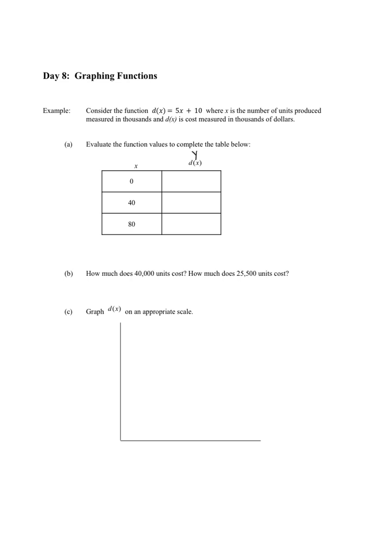This function is 5x plus 10, where x is the number of units measured in thousands. And d of x is the cost measured in thousands of dollars. So just to interpret that, here the x is 40, well, that's talking about 40,000 units. So we can still calculate it as a 40, but we just need to remember that that's really a 40,000.